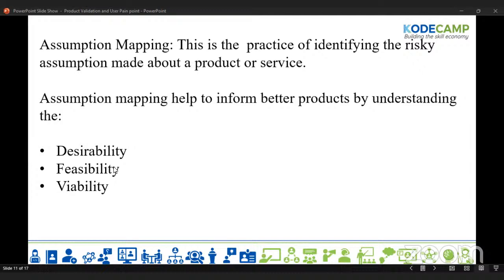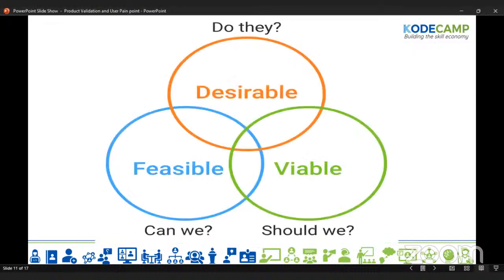So on that assumption, we have the desirability, feasibility, and viability. I think viability comes before feasibility. Desirability comes first, then viability second, feasibility third. And here it is: do they desire it? Are we feasible? Can we be feasible? Should we be viable? Should we go? And should this be our win or everywhere?